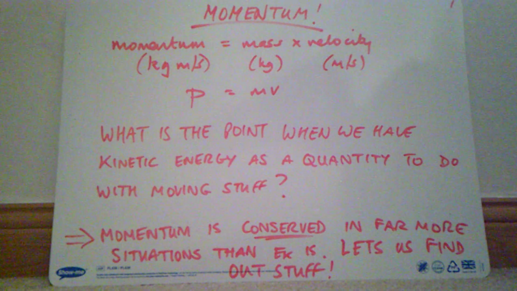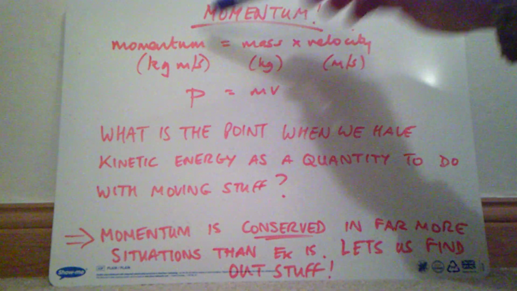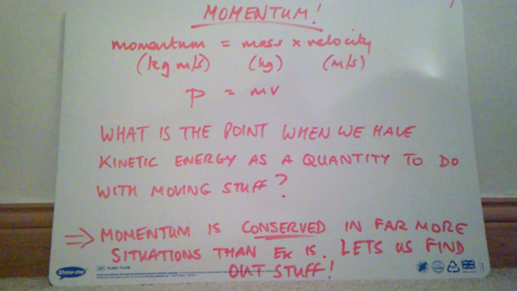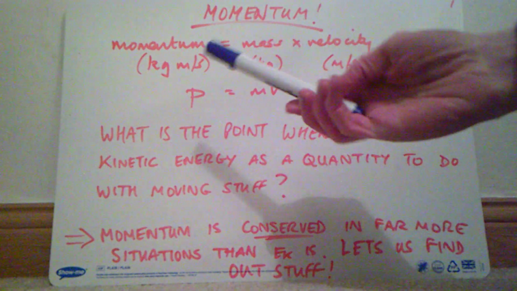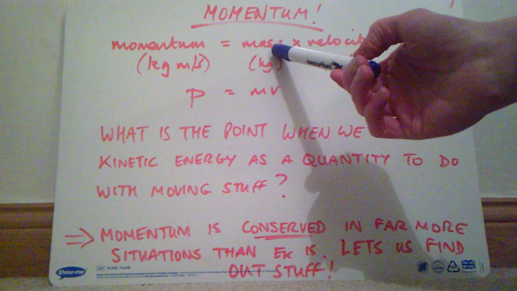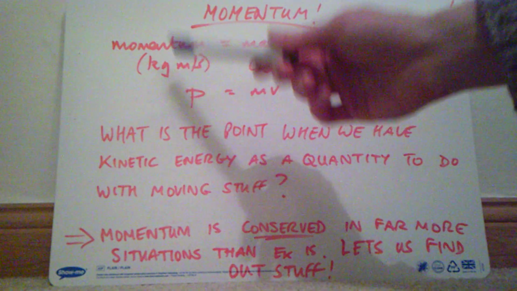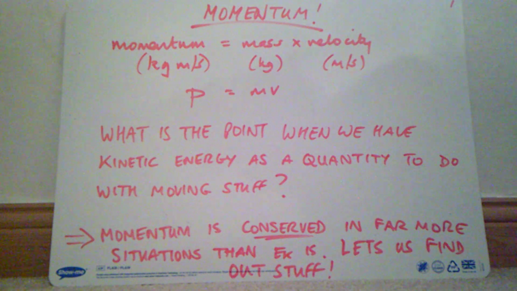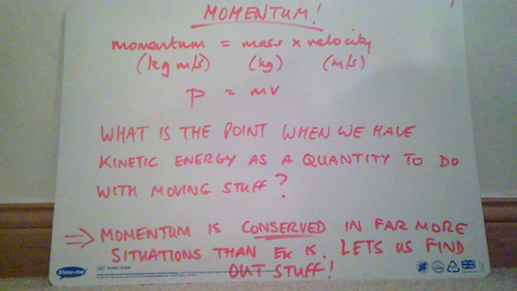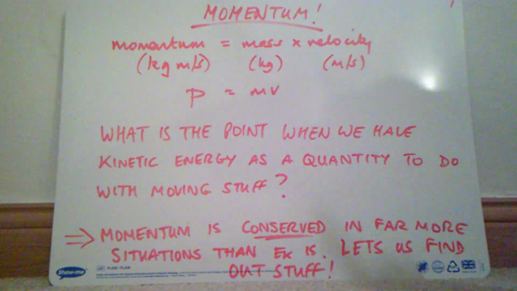Momentum. Momentum is mass times velocity. You would maybe think that there should be a unique unit for momentum, but there isn't. So the units of mass are kilograms, the units of velocity are meters per second, therefore the units of momentum are kilogram meters per second. Maybe we should invent a unique name for the units of momentum. Anyway, formula sheets: p equals mv.